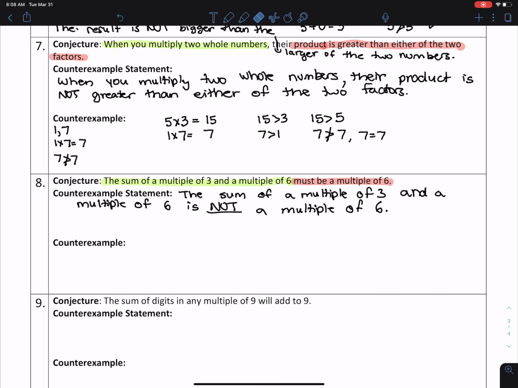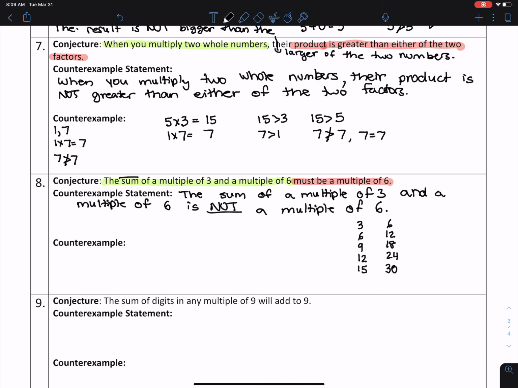Okay, so let's look at some examples. Let's think about multiples of 3. 3, 6, 9, 12, 15. Those are multiples of 3. 6, 12, 18, 24. I'm counting by 6s, or multiplying 6 times 1, 6 times 2. These are multiples of 6.